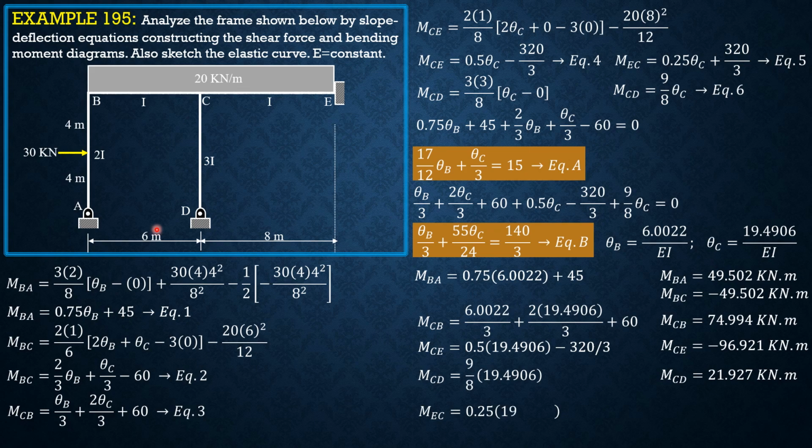So moment EC on the other hand is 0.25 of 19.4906, then plus 320 over 3. So moment EC is 111.539 kilonewton meter. So let's have these moments on the next slide, and let's compute for the other reactions.